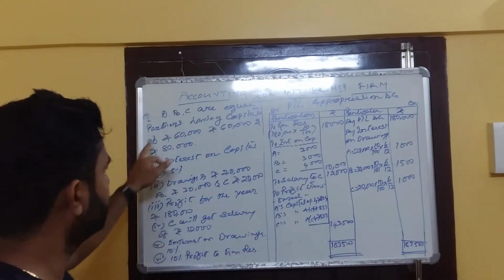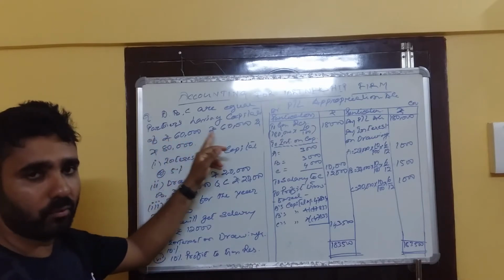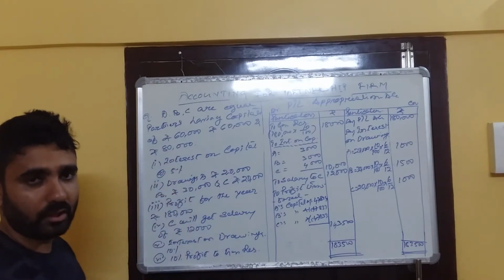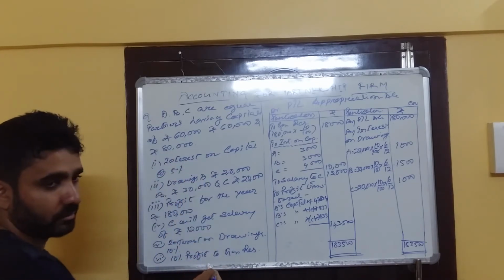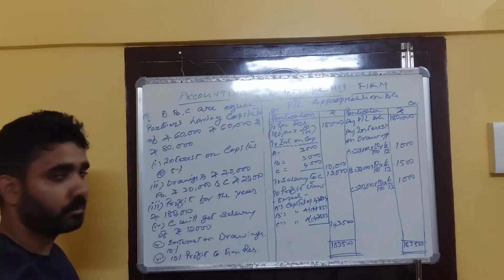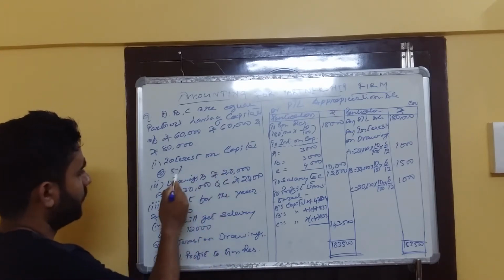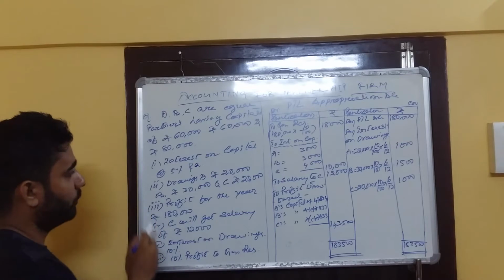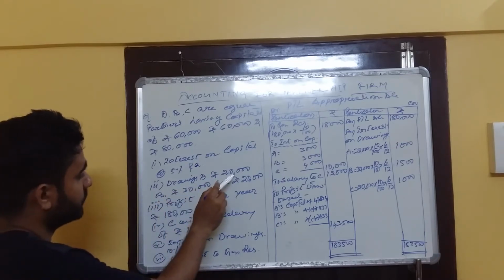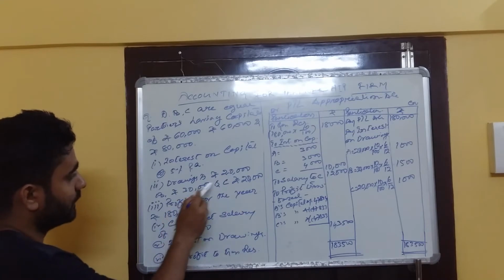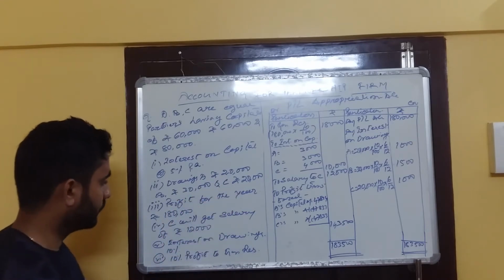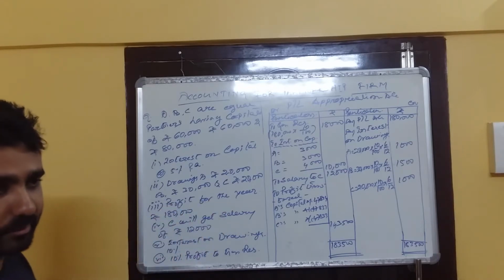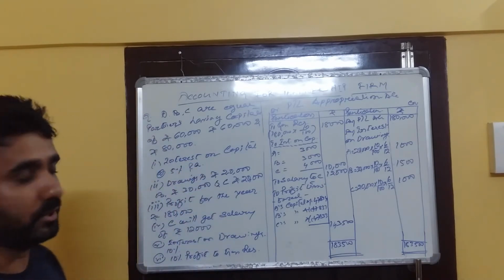The question is: A, B and C are equal partners having capital of rupees 60,000, 60,000 and 80,000. Along with this, some conditions are given. First point is interest on capital 5% per annum. Point number 2, drawings of A rupees 20,000, B rupees 30,000 and C rupees 20,000. In the third point, profit for the year rupees 1,80,000. It means they have given the profit of rupees 1,80,000 for the year.